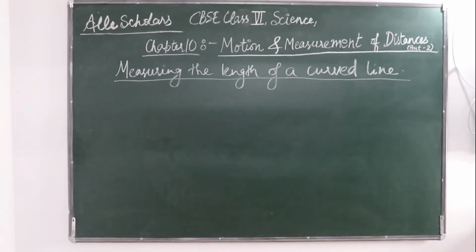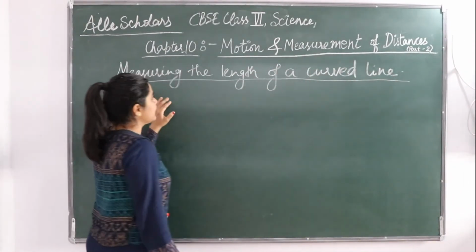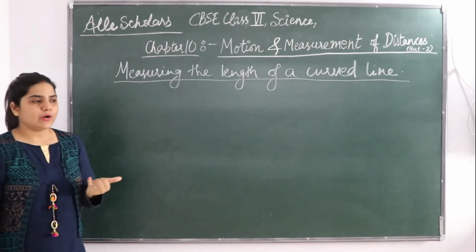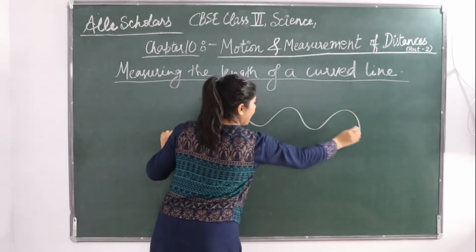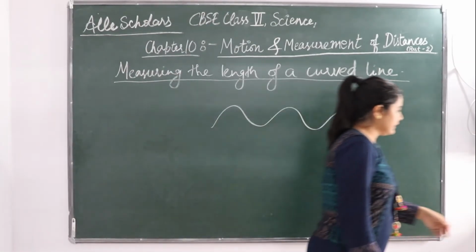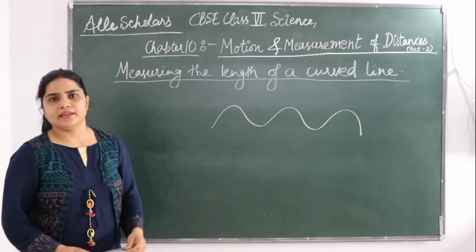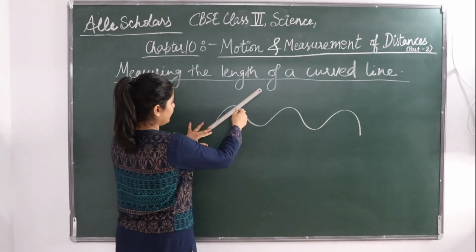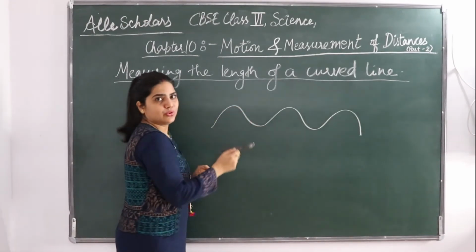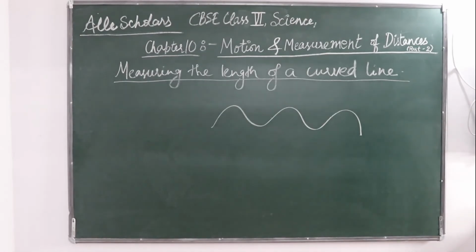So we have seen the measurement of a straight line. Now if you have to measure a curved line, what are you going to do? A curved line like this. If you have to measure this line, what can you do? We cannot measure a curved line using a meter scale. This is a meter scale. Can you measure it? How will you measure it? No. You cannot measure a curved line using a meter scale.